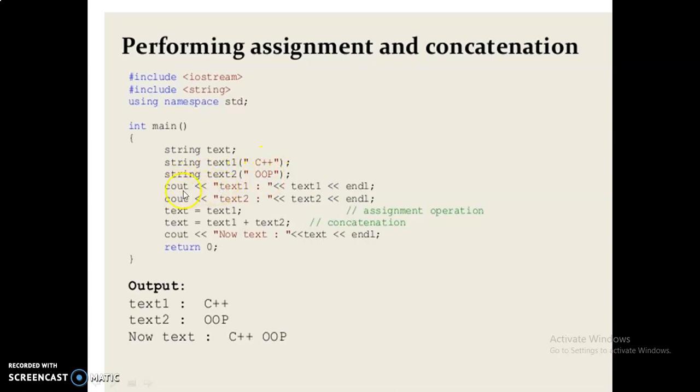So first it prints cout text. Text 1 is C++, text 2 is OOP. Here the object text 1 is assigned to text. So the value of the text again is C++.